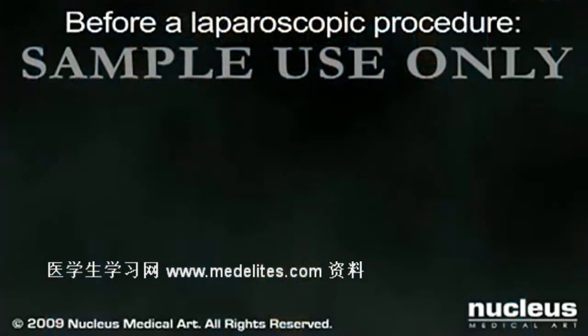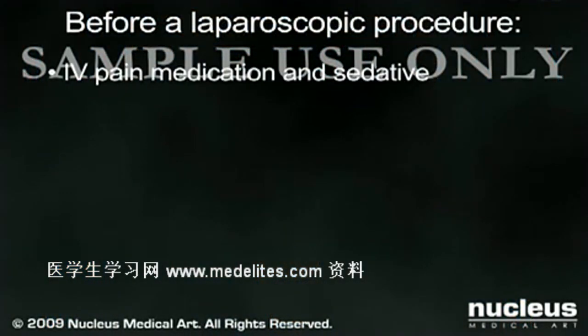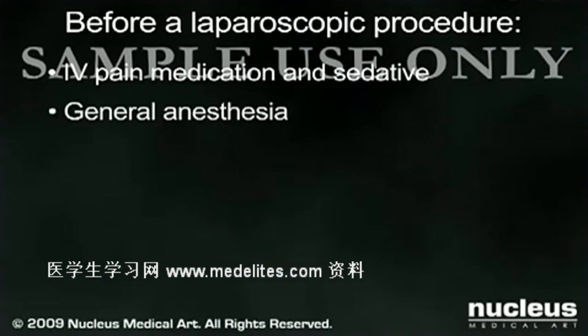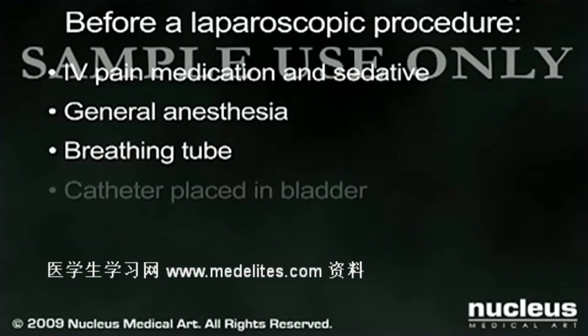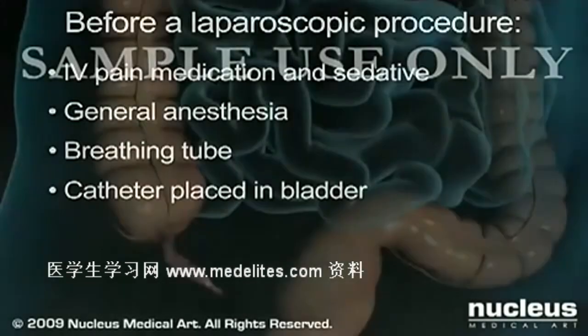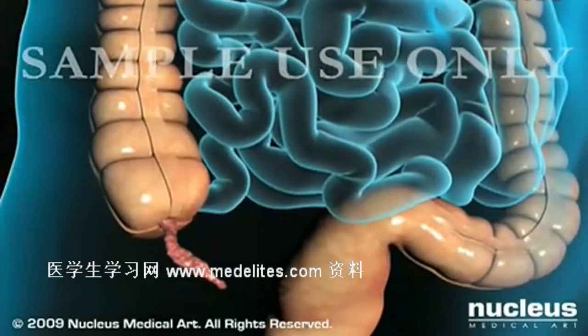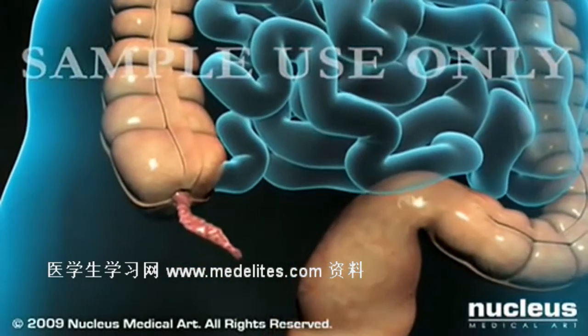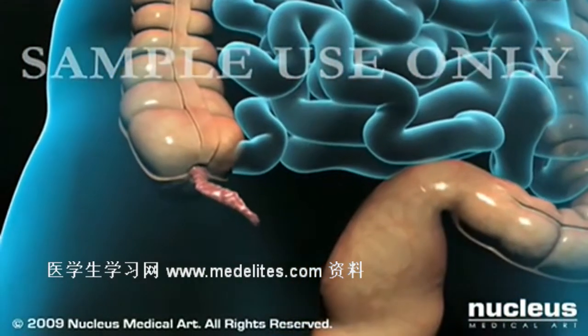Before your surgery, an intravenous line will be started. Appendectomies are done under general anesthesia, which will put you to sleep for the duration of the operation. A breathing tube will be temporarily inserted through your mouth and into your throat to help you breathe during the operation. A catheter may also be placed in your bladder to drain your urine. An uncomplicated laparoscopic appendectomy usually takes between 20 and 30 minutes.